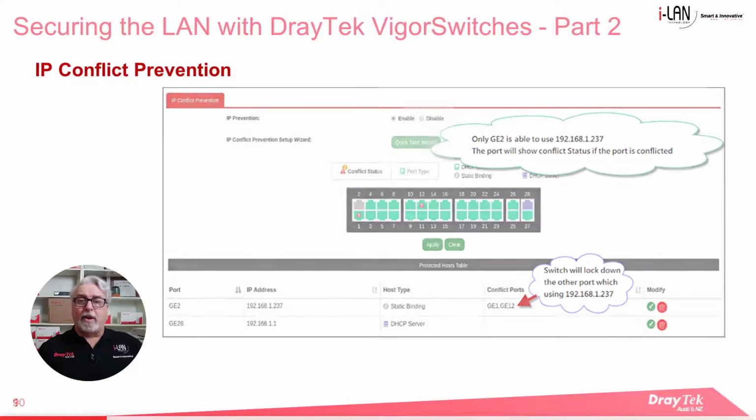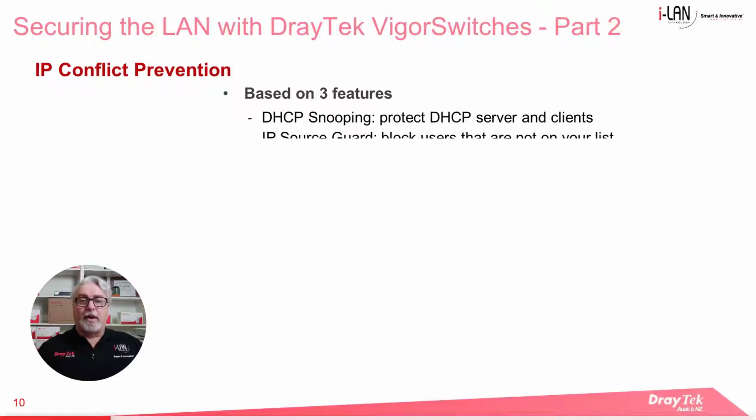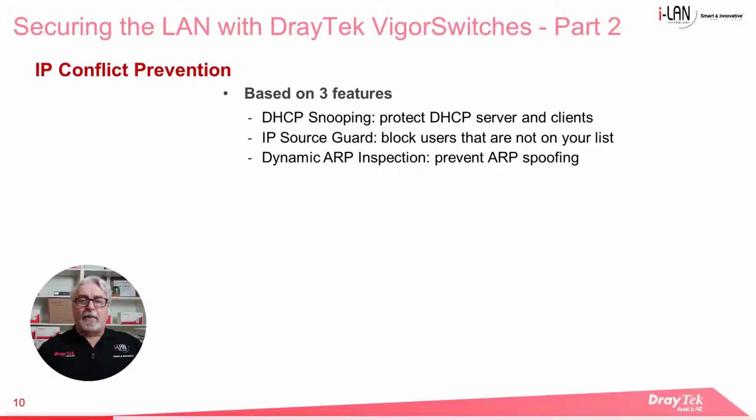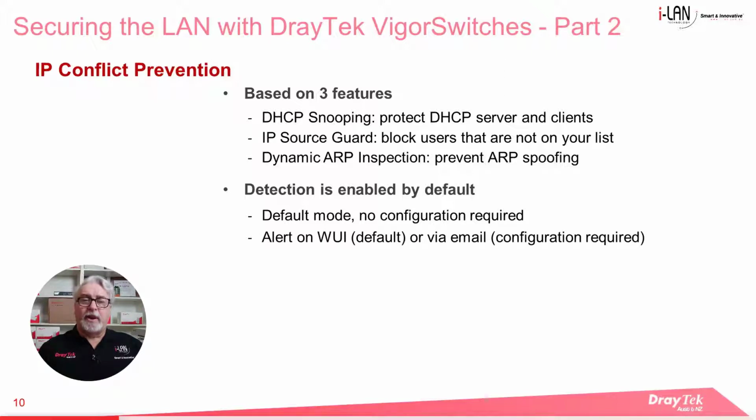As mentioned earlier, IP conflict prevention is based on 3 features, which are DHCP snooping, which is used to protect the DHCP server and clients, IP SourceGuard to block users not on your list, and dynamic ARP inspection to prevent ARP spoofing. IP conflict detection is enabled by default, so no configuration is needed in the VigaSwitch. Alerts are displayed on the web interface of the switch, but can be sent via email if required.